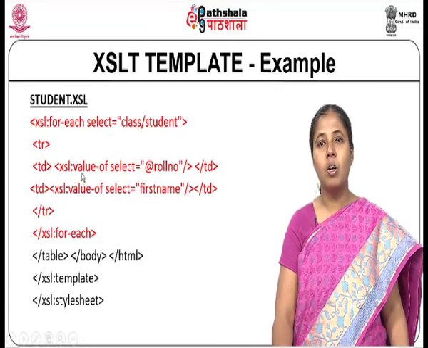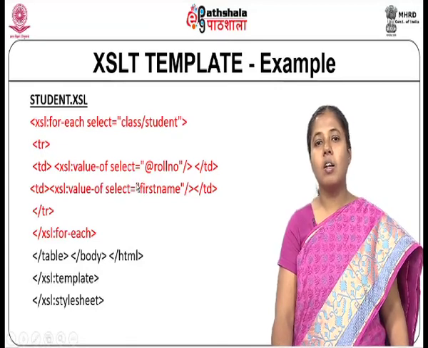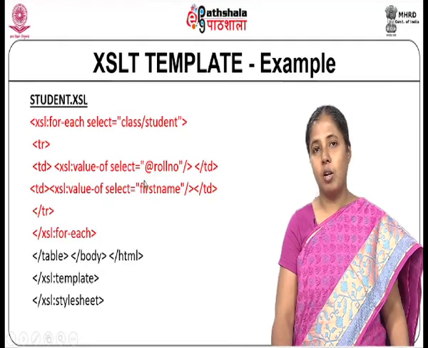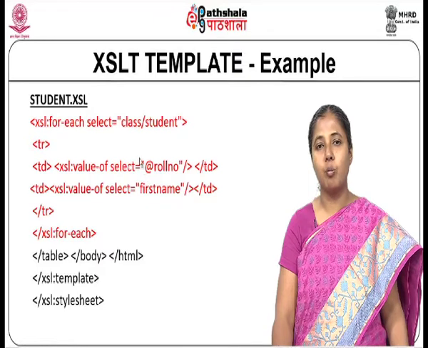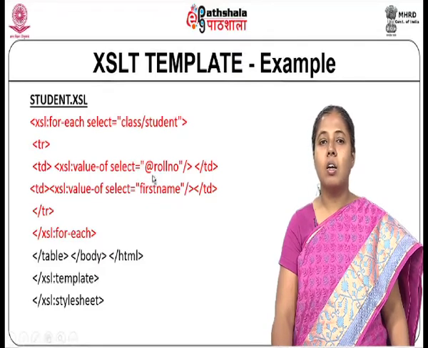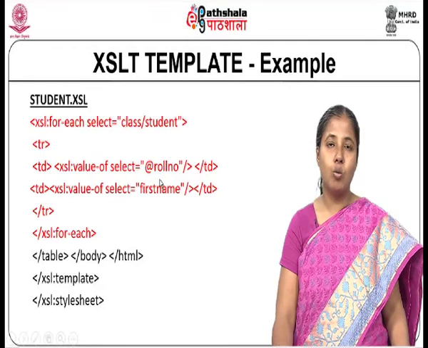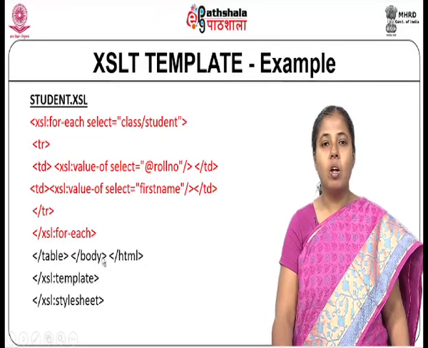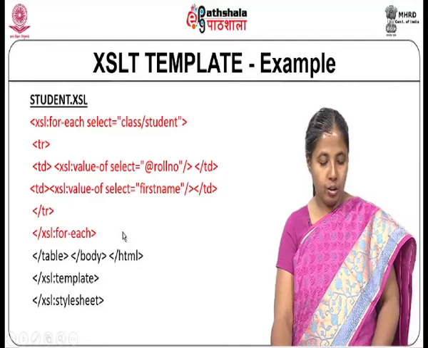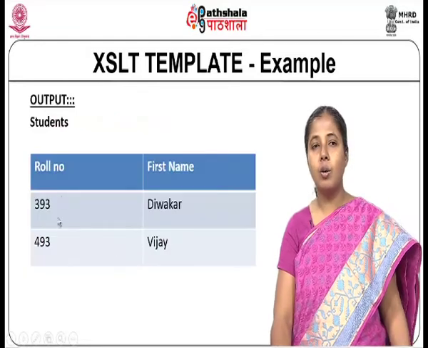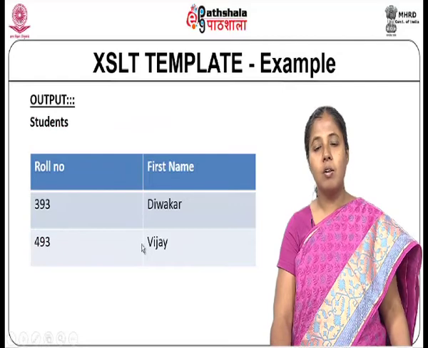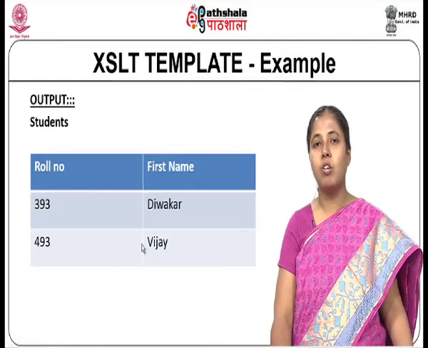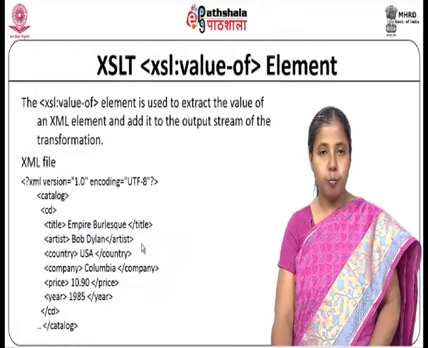So, make use of the value-of element. The select with the at symbol represents the attribute, as we have seen in the earlier modules or classes. So, select the attribute value of the roll number. Roll number is an attribute, you want to retrieve its value and then you want to retrieve the value of the first name. Now you are placing it in the table. You can see that you have retrieved the roll number and the first name from the XML file and you are displaying them in the form of a table.